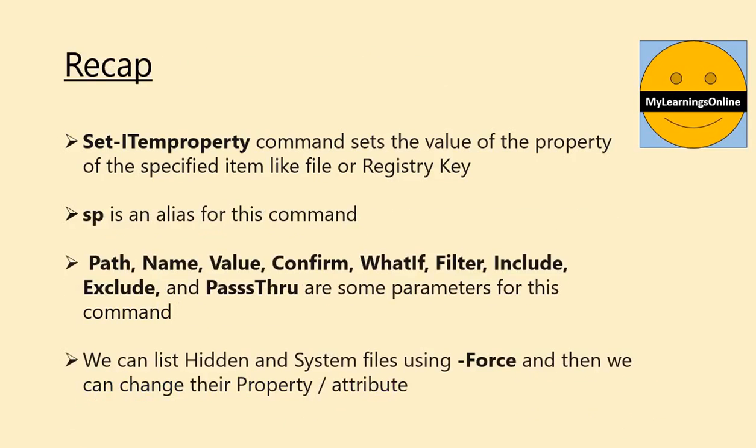parameter. Now let's recap. The Set-ItemProperty command sets the value of the property of the specified item like a file or registry key. SP is an alias for this command. Path, Name, Value, Confirm, WhatIf, Filter, Include, Exclude, and PassThru are some parameters for this command. We can list hidden and system files using Force, and then we can change the property or attribute of the item.